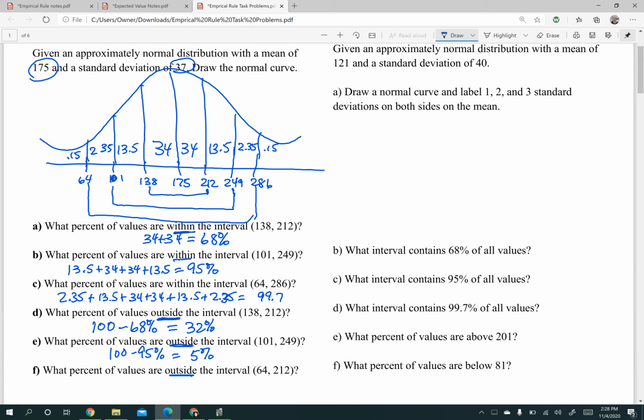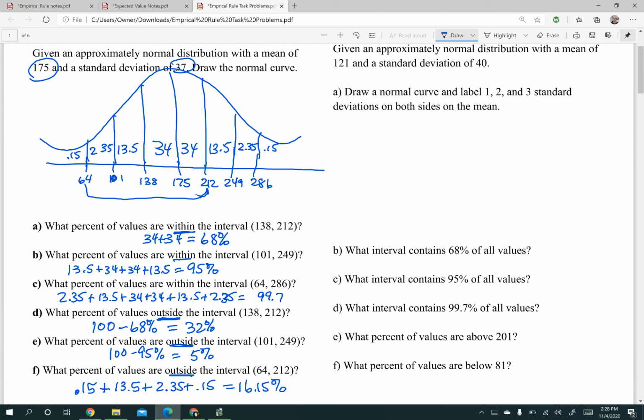Let me get rid of these numbers so I can see good. So outside of here, I could just add up the numbers on the outside. Well, those numbers are 0.15 plus 13.5 plus 2.35 plus 0.15, which is 16.15%. Okay. So reading what the words say.